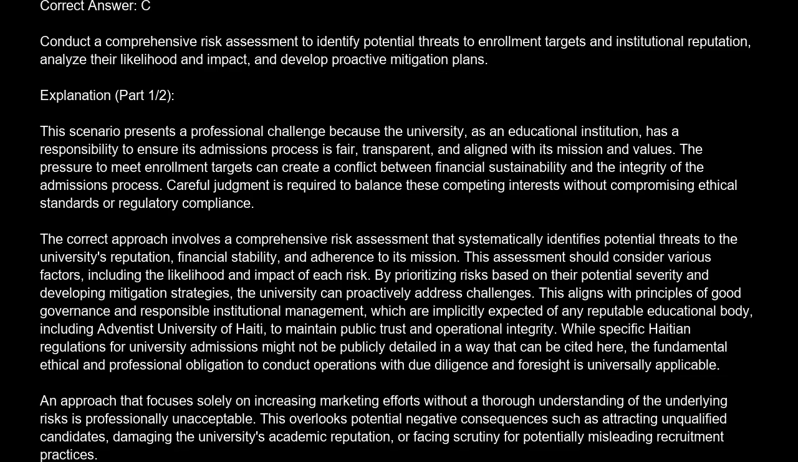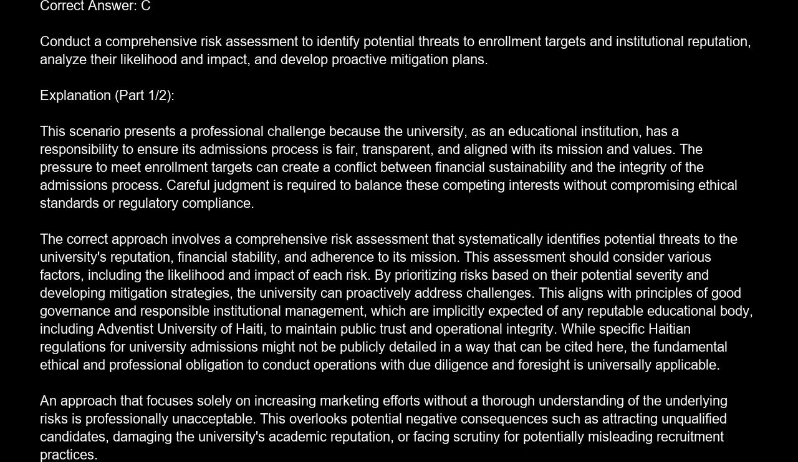Conduct a comprehensive risk assessment to identify potential threats to enrollment targets and institutional reputation, analyze their likelihood and impact, and develop proactive mitigation plans. Explanation. This scenario presents a professional challenge because the university, as an educational institution, has a responsibility to ensure its admissions process is fair, transparent, and aligned with its mission and values. The pressure to meet enrollment targets can create a conflict between financial sustainability and the integrity of the admissions process. Careful judgment is required to balance these competing interests without compromising ethical standards or regulatory compliance.